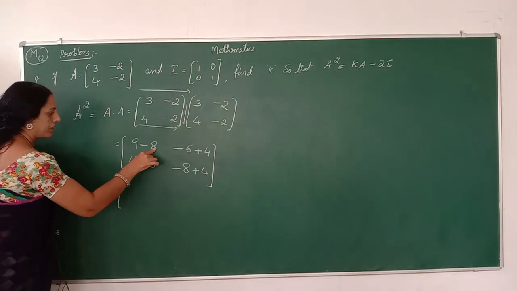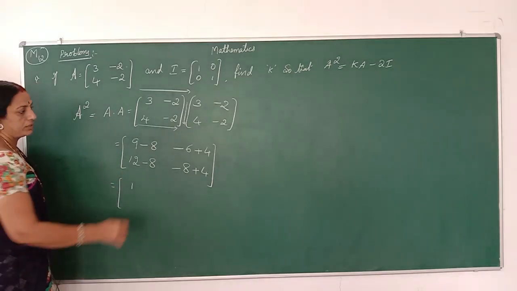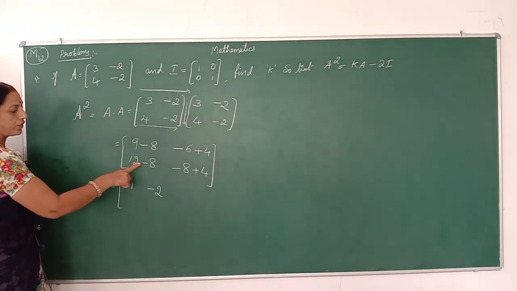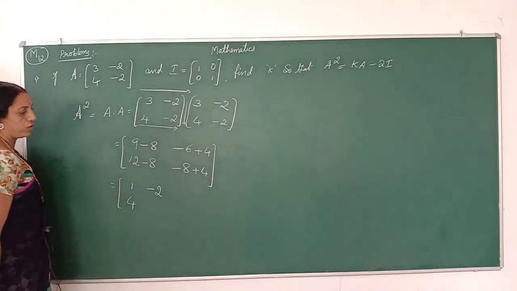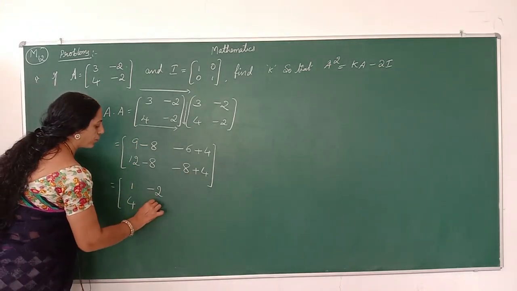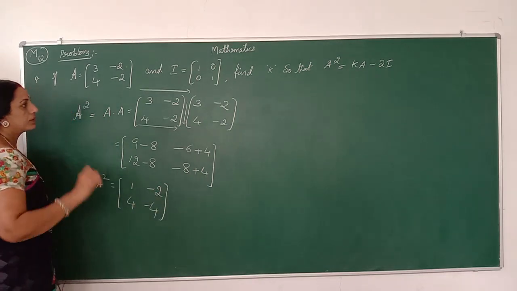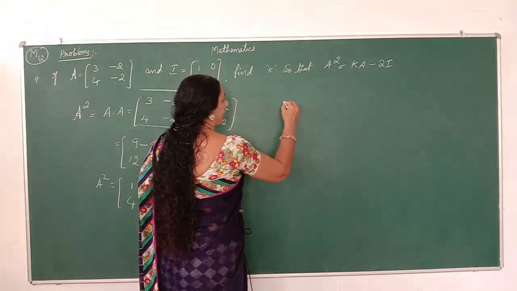So that is 9 minus 8 is 1. Minus 6 plus 4 is minus 2. 12 minus 8 is 4. Minus 8 plus 4 is minus 4. That is A square. So then we'll consider the equation.